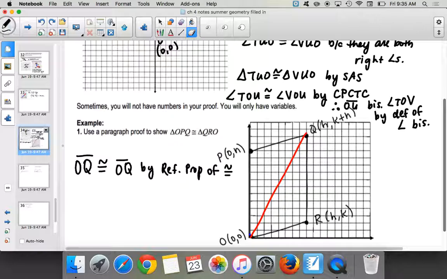Okay. So lots of different things at our disposal. We could use slope to show that lines are parallel. We could use the distance formula. What do you guys want to do?